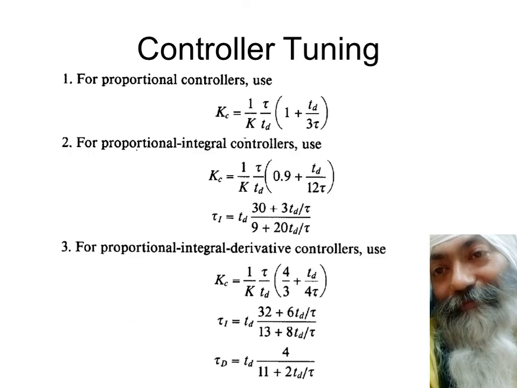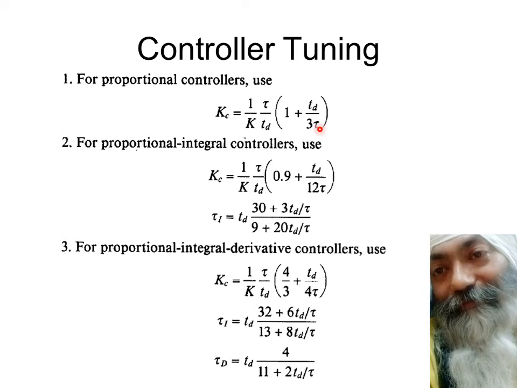So friends, what did they actually propose? In case you want to go in for proportional controllers, you know the value of k, you know the value of tau, you know the value of td. This is what you have so far computed. Then simply use this formula. No need to go in for tedious things like calculating ISE, modeling, shortening, nothing to be done. Simply put in the value of Kc as given by this expression: 1 upon k, tau upon td, into bracket 1 plus td upon 3 tau.